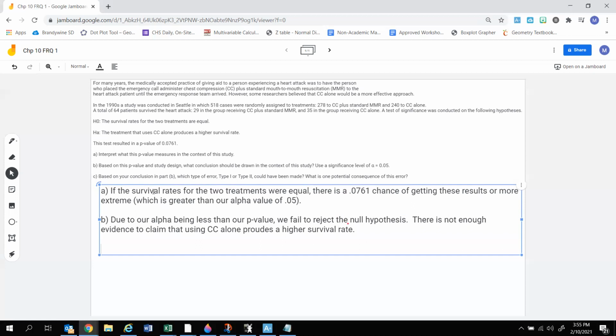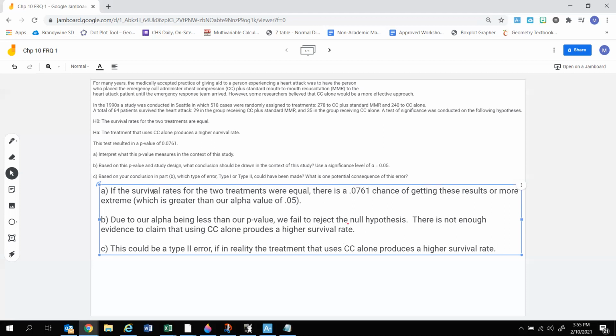Finally, based on your conclusion in part B, what type of error, type 1 or 2, could have been made? What is one potential consequence of the error? All right, remember, a type 1 error occurs when we reject the null when the null is true. This would be a type 2 error, all right? So in this case, we are making a type 2 error because we potentially failed to reject the null when the alternate might be true. All right, so I say this could be a type 2 error if in reality the treatment using CC alone produces a higher survival rate.